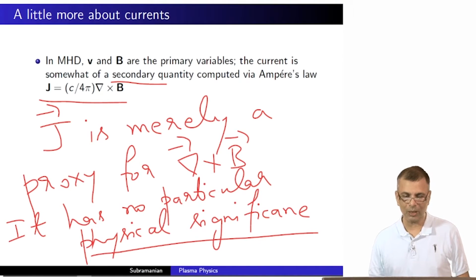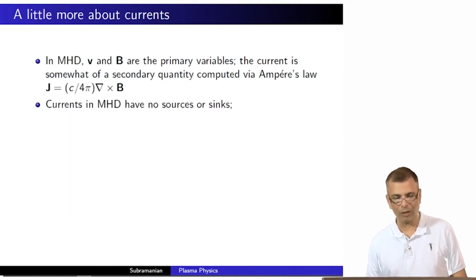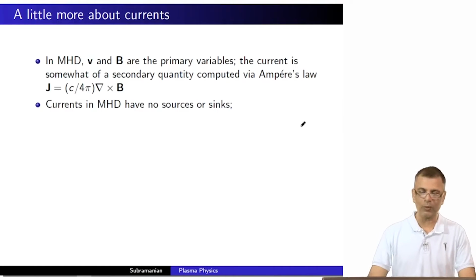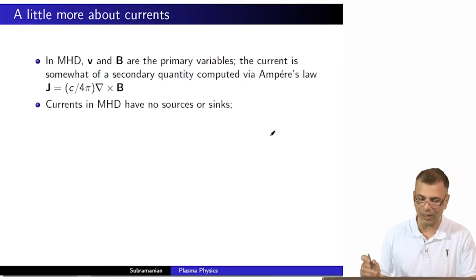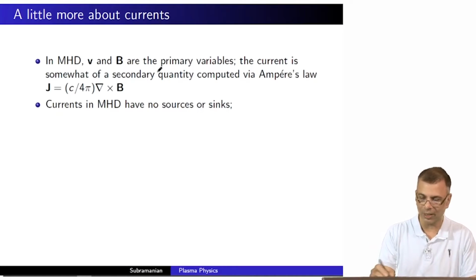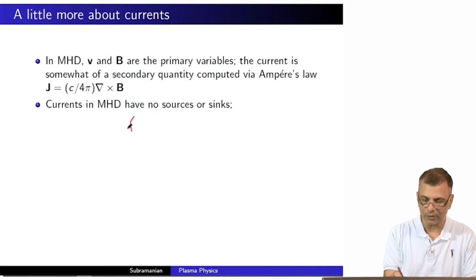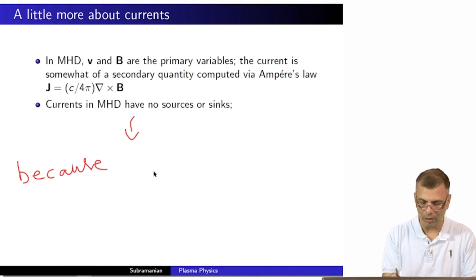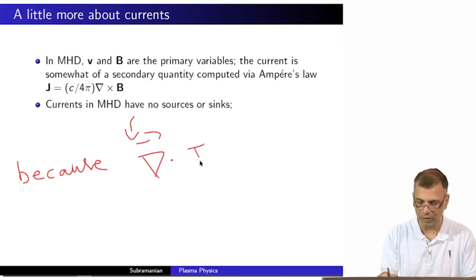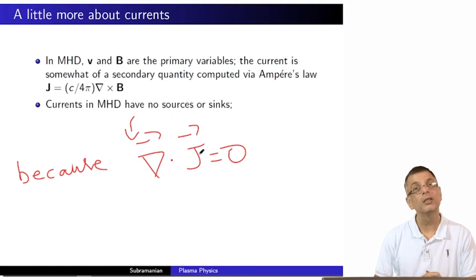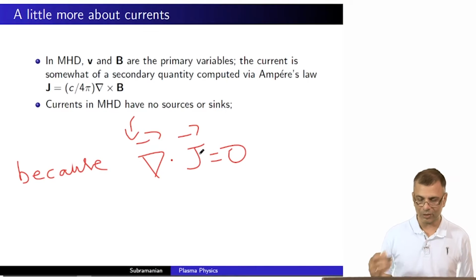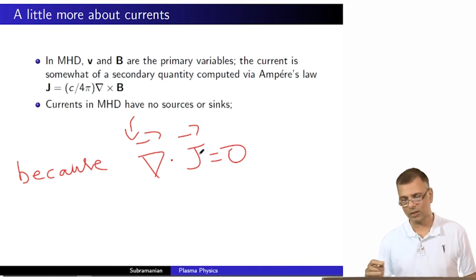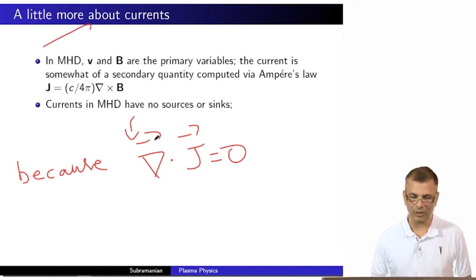Why? Because we will see this. Why do I say that it has no real physical significance? First of all, we established in the last slide that currents in MHD have no sources or sinks, right? Because the divergence of J is equal to 0, right? As we showed in the last slide, the divergence of J is equal to 0, and so that means that there are no sources or sinks for current density in MHD, right?